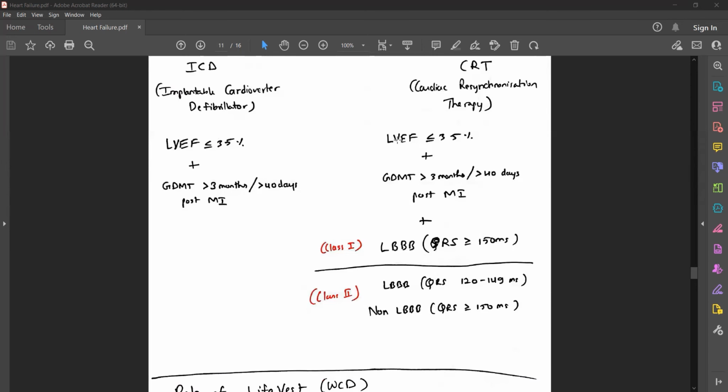Now, what do you do in patients who have a left bundle branch block, but the QRS is between 120 to 149? In these cases, you also have a class 2A. You can place a CRT device. If the patient does not have a left bundle branch block, but the QRS is more than or equal to 150, you can still place a CRT device. It's a class 2A recommendation for these patients.